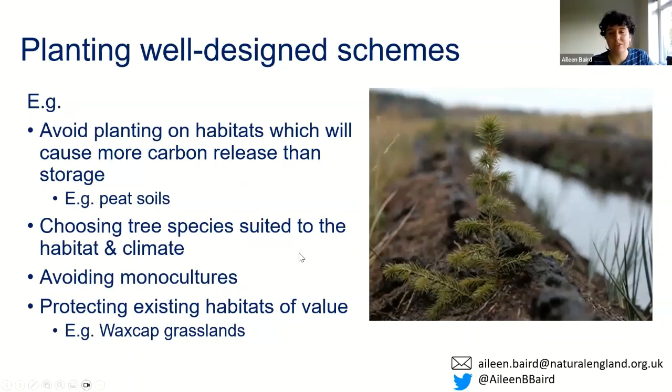Things like avoiding monocultures, so this is particularly important from a disease aspect, but also from a biodiversity aspect. If we have a wider diversity of trees, it's less likely to be susceptible to disease, because you don't have a disease which wipes out your entire woodland. You may create some spaces, but then they're more likely to fill with other species that are there, and you have a higher mix of species, and so higher biodiversity, which in itself is a benefit.